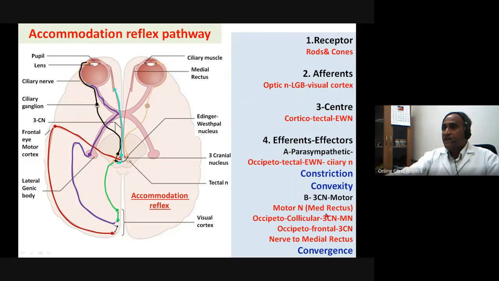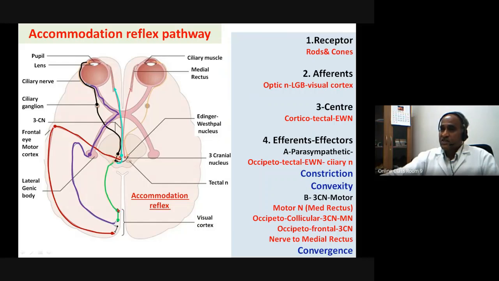Then part B is the third cranial motor component. This motor nerve supplies the medial rectus in the case of the near reflex; in the case of the distant reflex, it may be the lateral rectus. So now, occipitocollicular, third cranial nerve, oculomotor neuron pool. So that is what it is here. Here, this part. Now what happens if this is one part, this is the occipitocollicular.